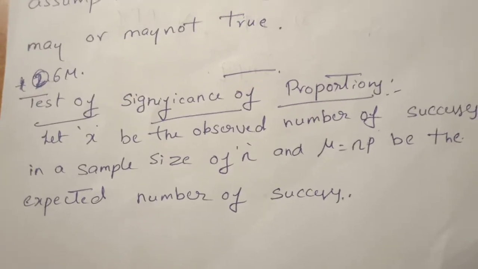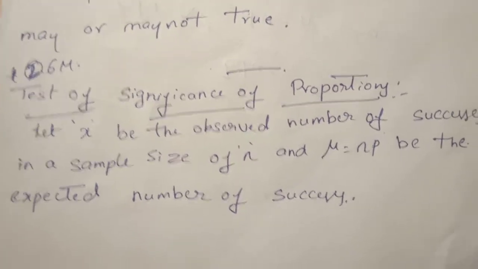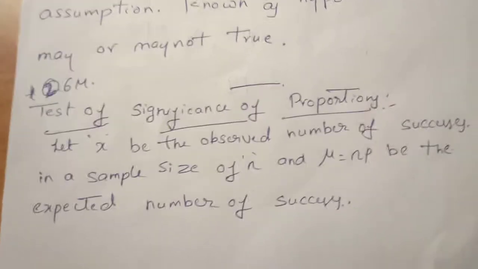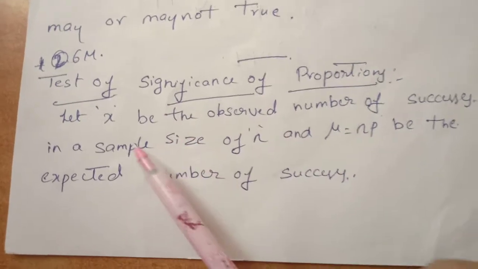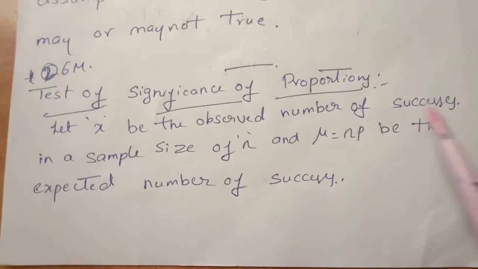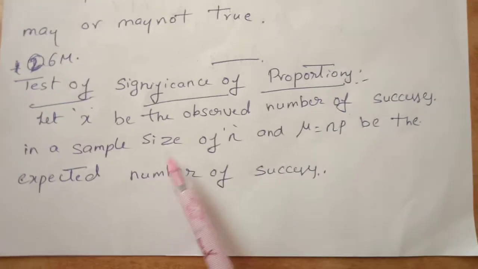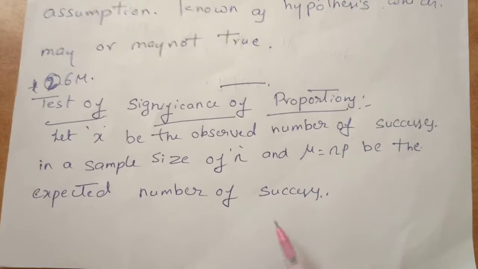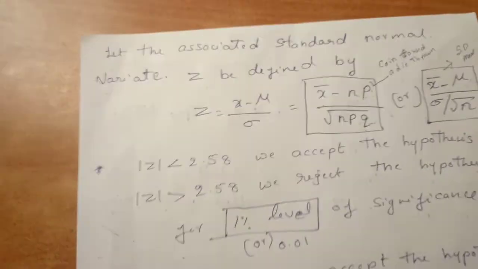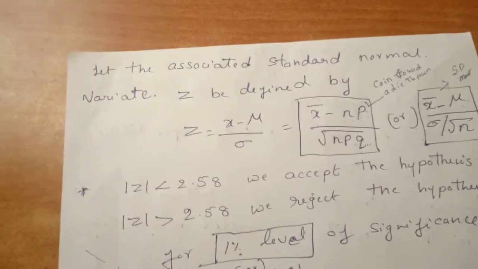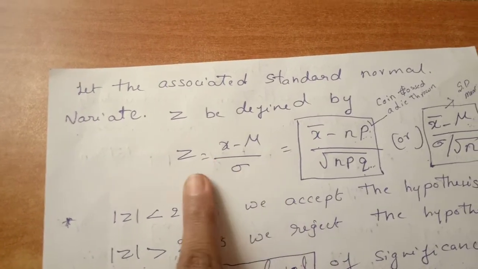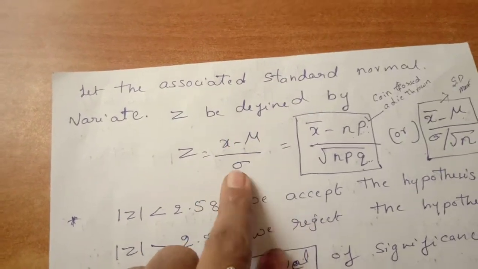So in this video we discuss the problems on sampling theory. The first type of problem is test of significance of proportions. Let x be the observed number of successes in a sample size of n, and mu equals n into p be the expected number of successes. Let the associated standard normal variate z be defined as z equals x minus mu by sigma.